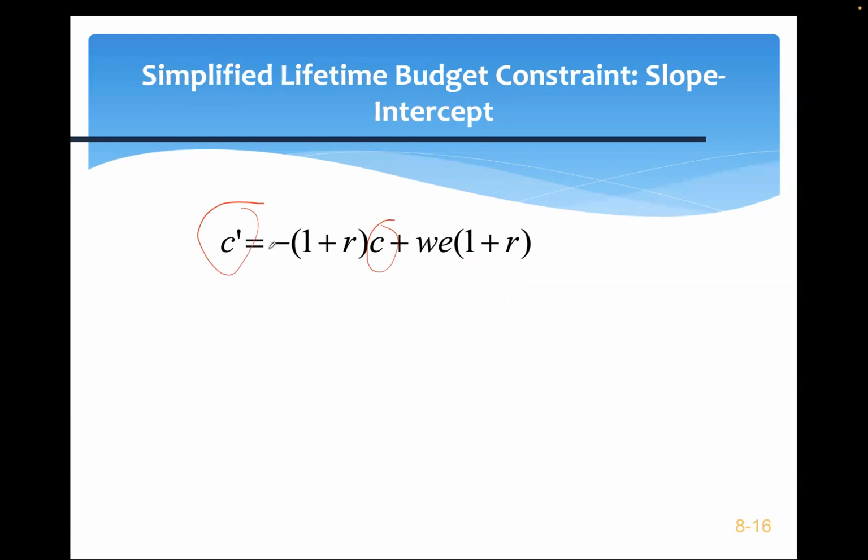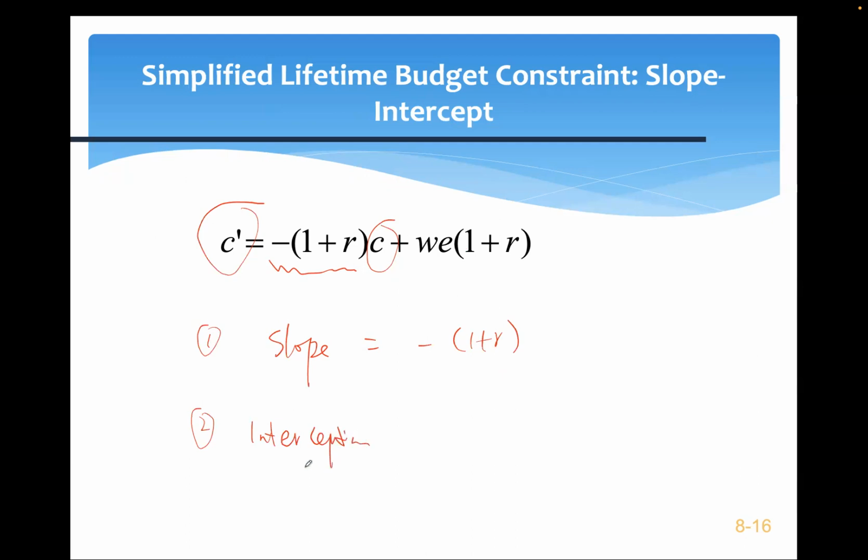If we inspect this equation, then clearly you can see the slope of this. By the way, this is a straight line, right? Because this is a linear relationship between C prime and C. The slope is equal to -(1 + R), meaning this is a downward slope line. This is number one.